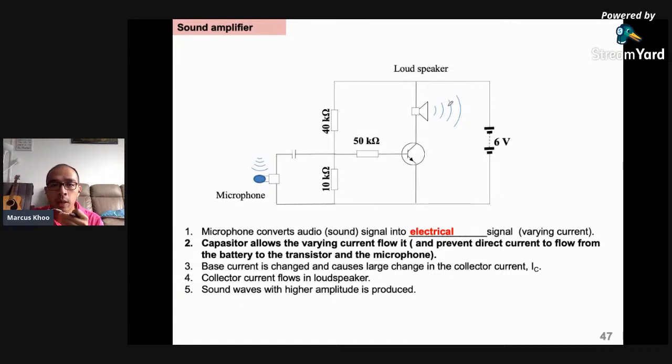Even if you speak very softly, the electrical signals are always changing. The value of the base current is always changing. So because of that, when the collector current flows, it becomes bigger. The collector current flows in a loudspeaker and sound waves with higher amplitude are produced. That's how a sound amplifier works. Changing base current causes a bigger change in collector current because of the transistor. The transistor amplifies things a lot. So that's how the sound amplifier works.